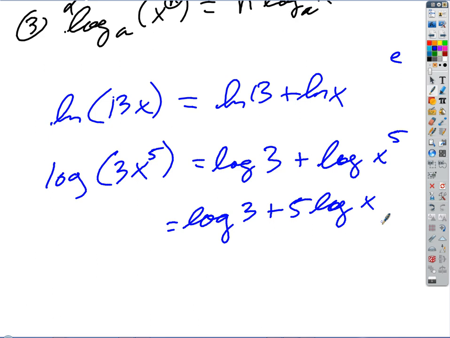The bottom one is the final answer. Yes. And why does the 5 go out front? Right, because it's an exponent. That makes sense.